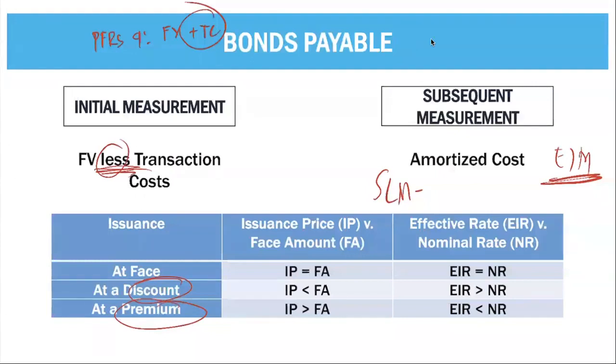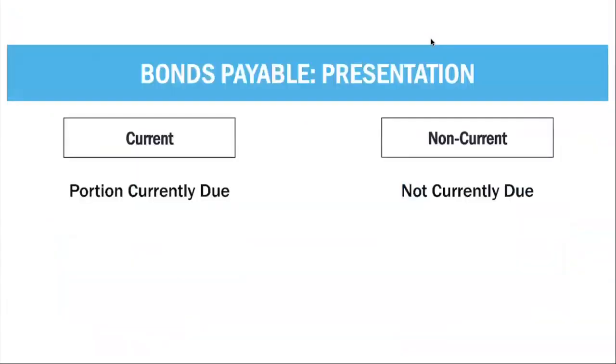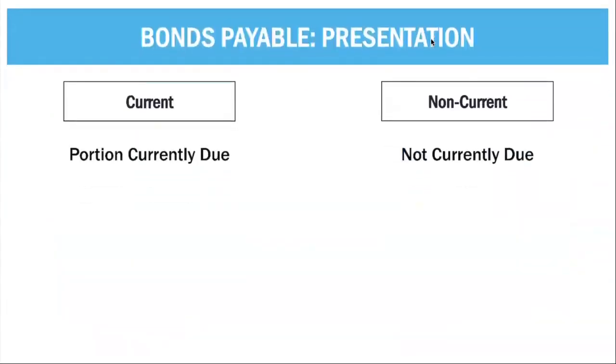So whatever you have learned before about issue price versus face amount and EIR versus nominal rate is the same. Whatever you learned before in your receivables and investments, the same rules apply here. Okay? So, bonds payable presentation. When can we say it is current? When can we say it is non-current? It is current if there is a portion currently due, and it is non-current if it is still not currently due.